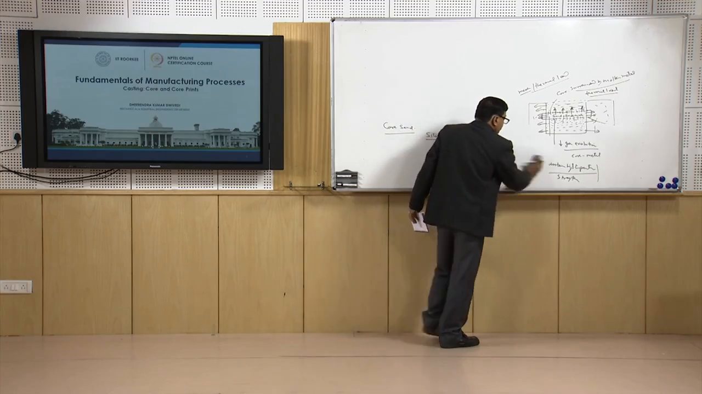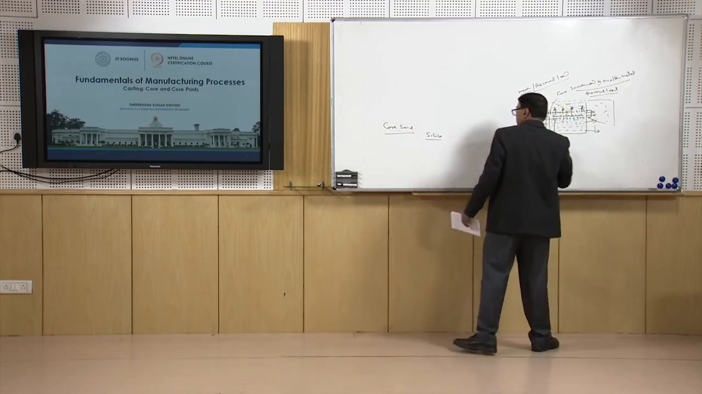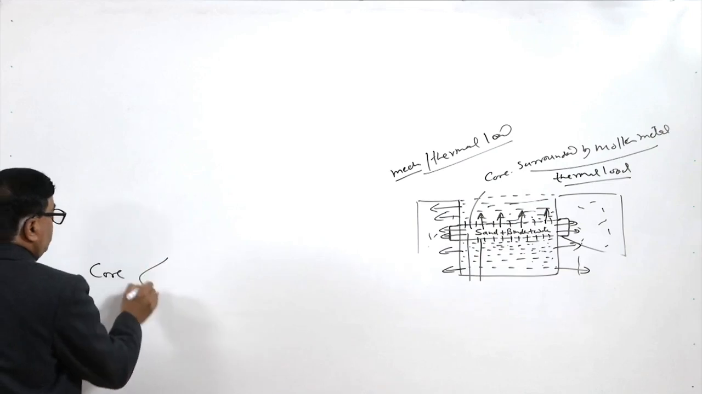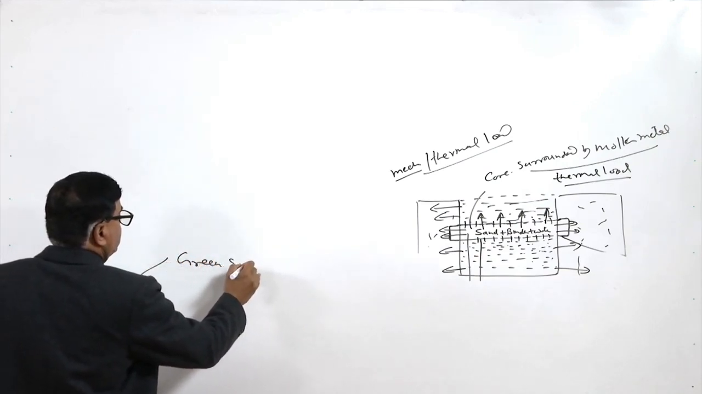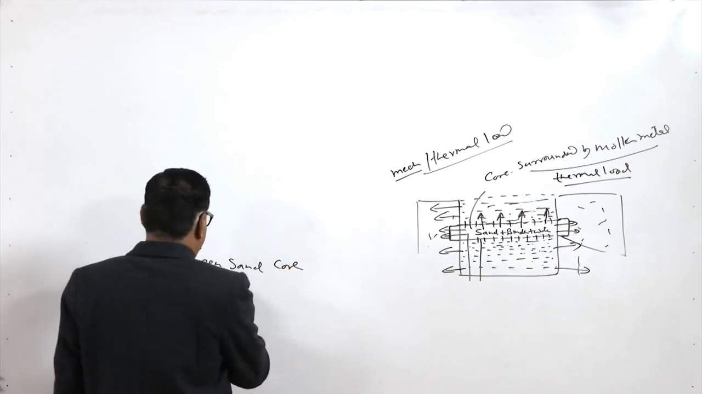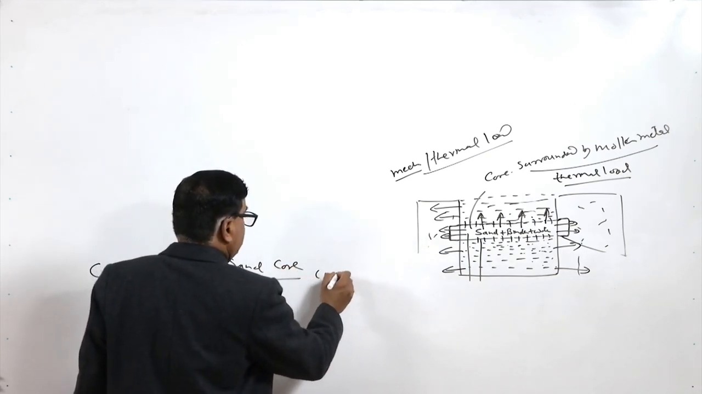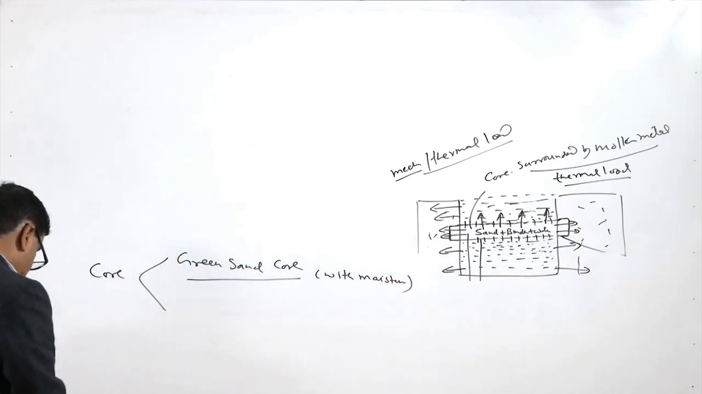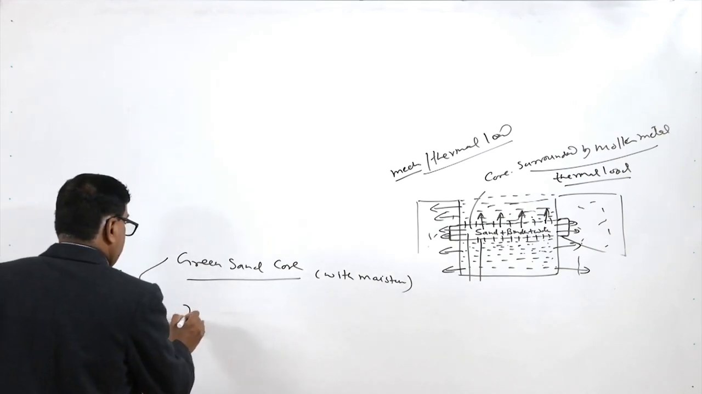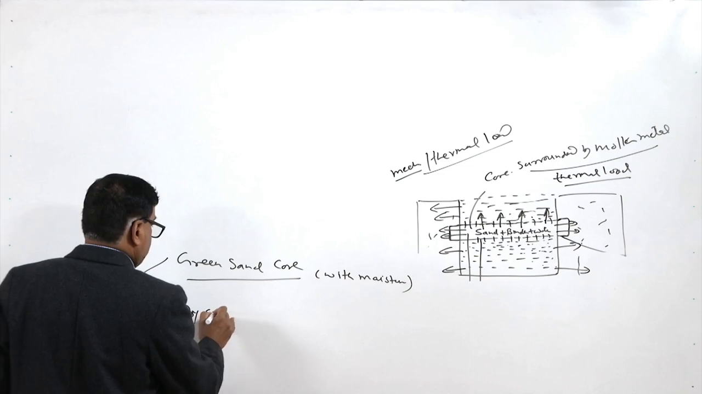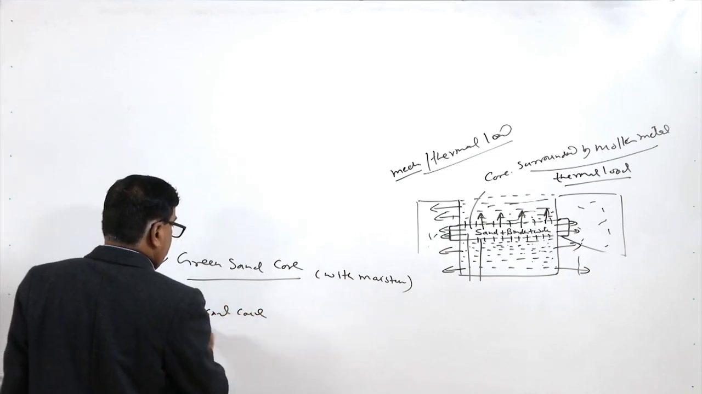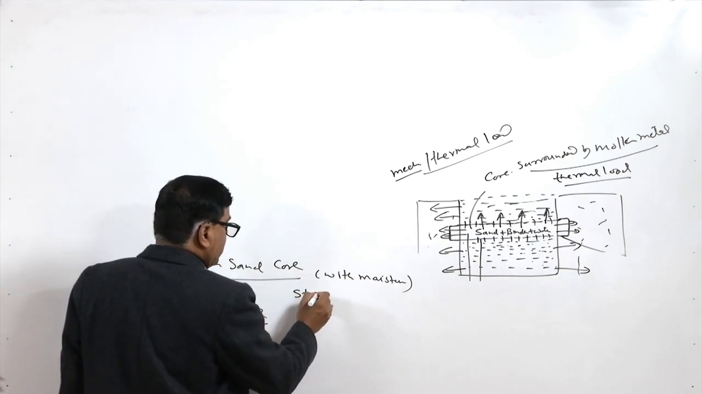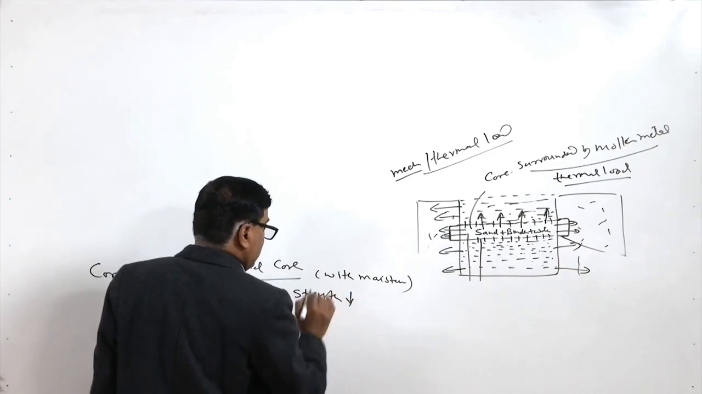So, if we see the types of core, based on the core material or the condition of the core, there are two types. One is green sand core. So, this is basically with moisture, and another is dry sand core.